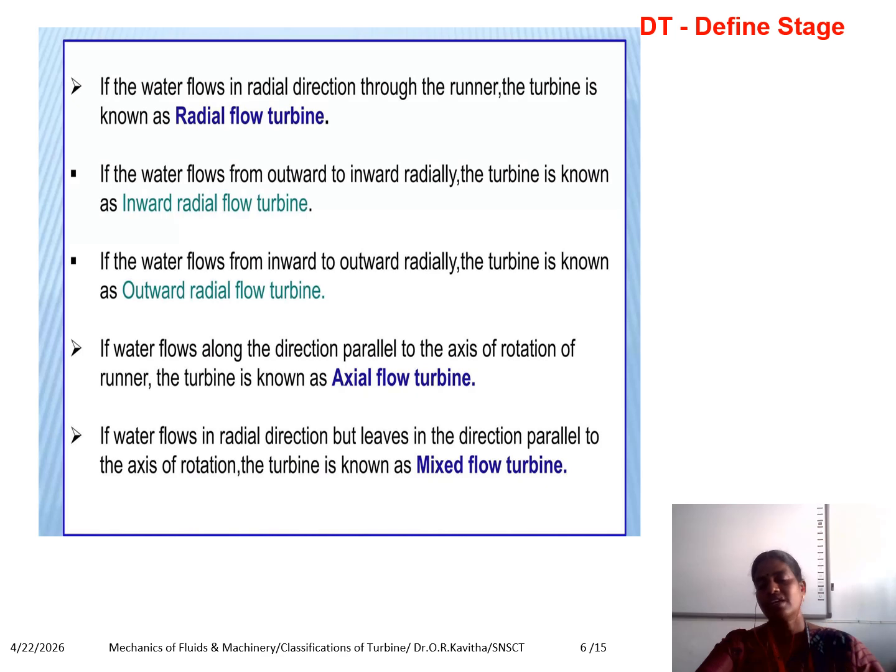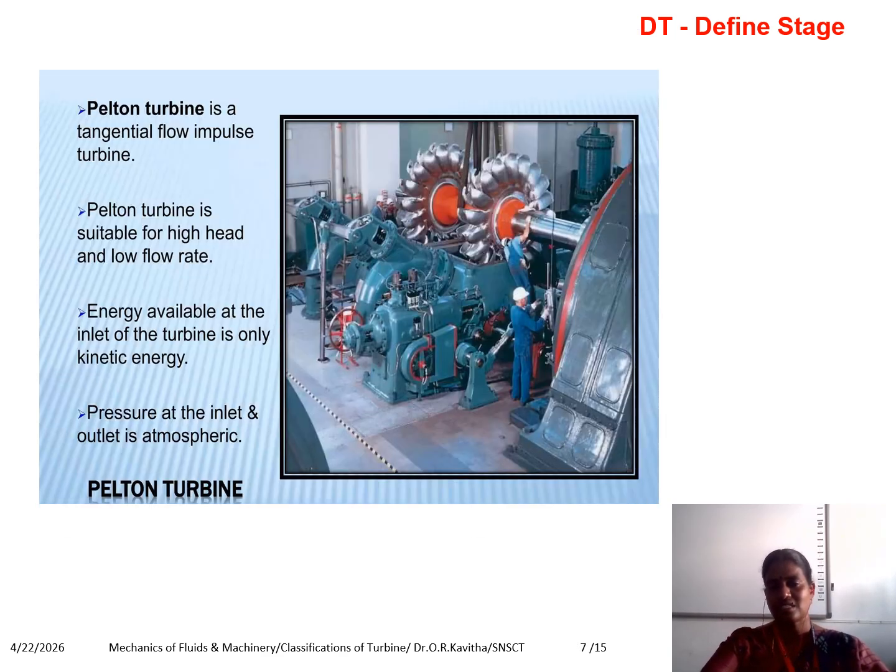In the case of mixed flow, the water enters radially, but it leaves the runner in the direction parallel to the axis of rotation of the turbine. It is a mixed flow turbine. And this is the picture of the Pelton wheel turbine. This is the best example of an impulse turbine, and it is best suitable for high head and low flow rate. The energy at inlet will be kinetic energy.